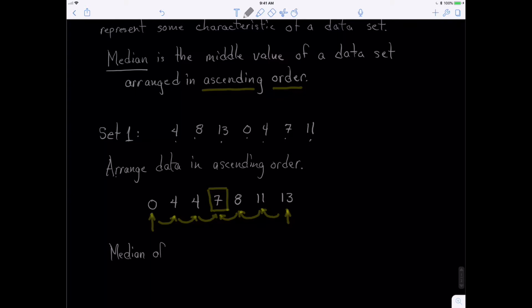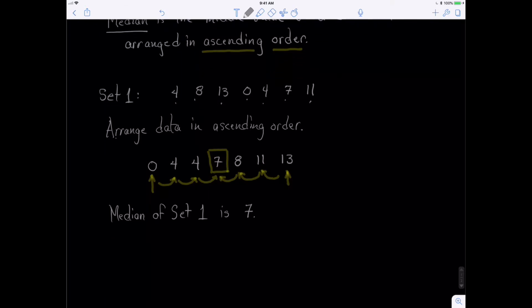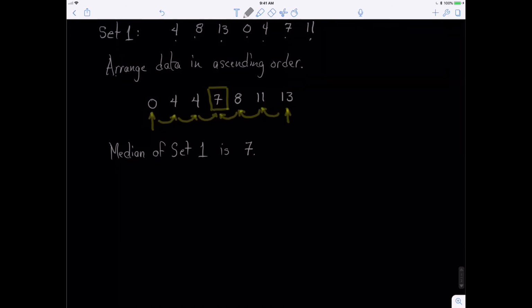The median of Set 1 is 7. Okay, now let's take a look at a second set of data. How about a more creative name? Oh, how about set 2? So we're going to call this data set 2.